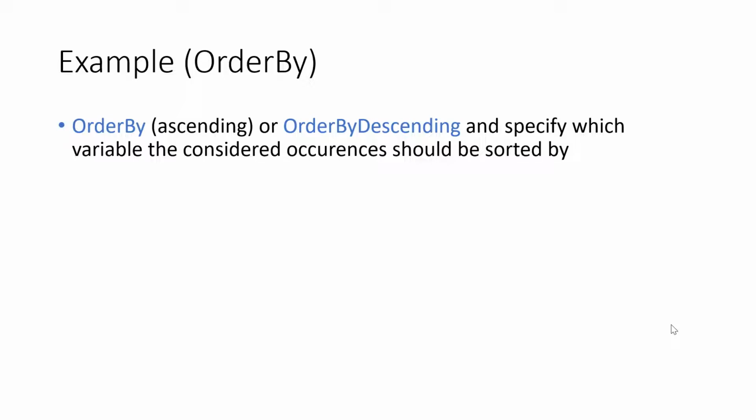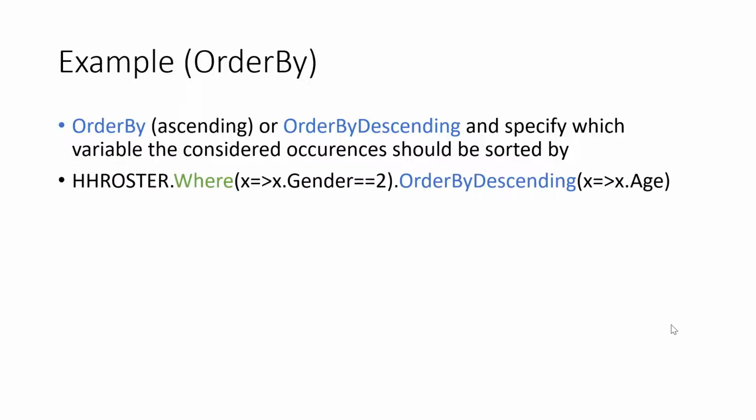Our next function is order by, and this is just like a sort in Excel. So we can use the function order by to sort them in an ascending way, or we can use order by descending to specify that we're sorting in a descending order. And we specify which variable we want to consider. So in our example here, we're going to add to our LINQ expression by adding a dot after the where function. And I'm going to use order by descending on the variable age. So I want to sort it from the oldest to the youngest.